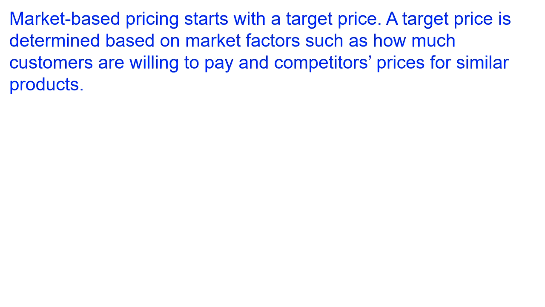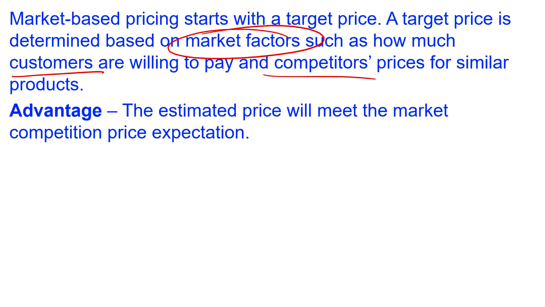Market-based pricing starts with a target price. A target price is determined based on market factors such as how much customers are willing to pay and competitors' prices for similar products. I like the fact that we mentioned that we have both customers and competitors. Okay, competitors are part of this. What customers are willing to pay is part of this. Now we need our advantages and disadvantages. Advantage, the estimated price will meet the market competition price expectation.